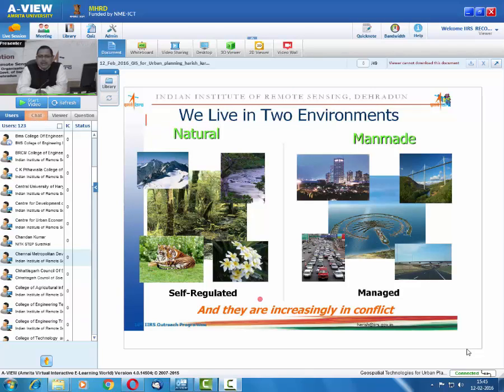Today we live in two environments. One is the natural environment and the second is the man-made environment. In the natural environment, you can see so many natural features shown here, and it is a self-regulated environment. On the other side, we have the man-made environment, which is regulated by human beings. We are designing it, maintaining it, and also operating it the way we want. Here you can see that these two environments are increasingly conflicting. There are conflicting requirements in these two environments, and the question is how to balance them.